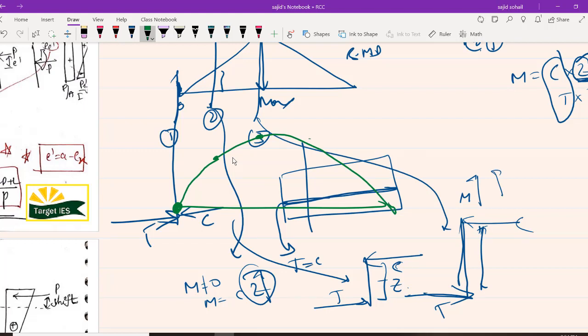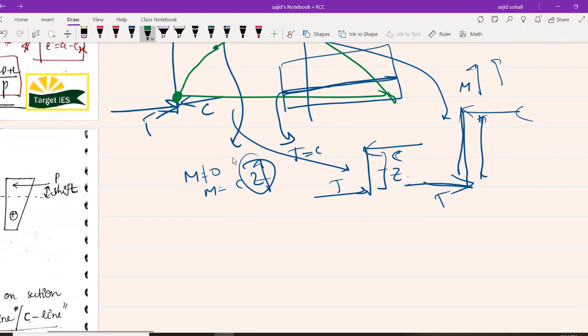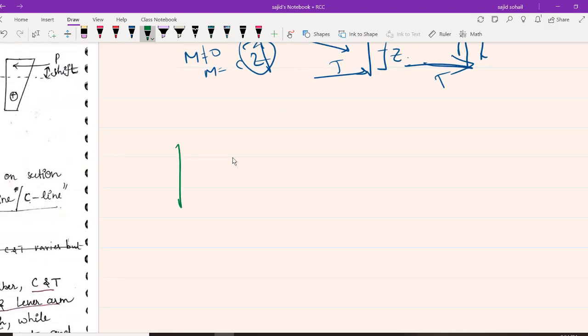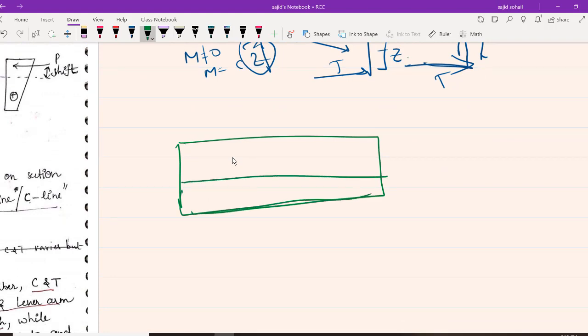So this is called the C line. This is called what? C line. Very important. Draw the C line. Now draw the C line. Your compression line, how will it be? If you have a tendon something like this, how will your compression line be? Your compression line will be something like this. Got it? Perfect. This is my C line.